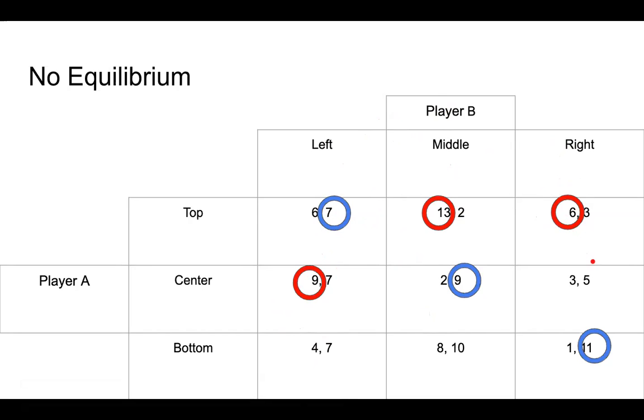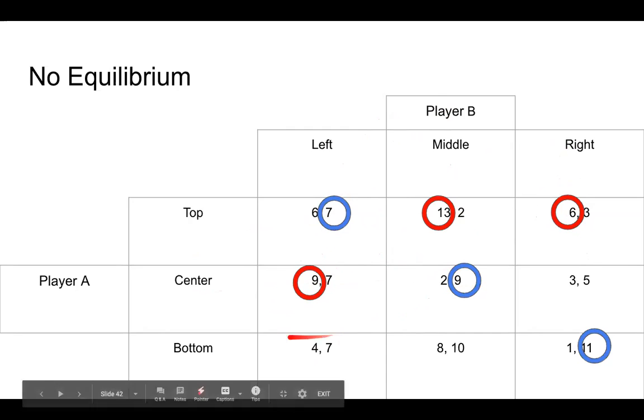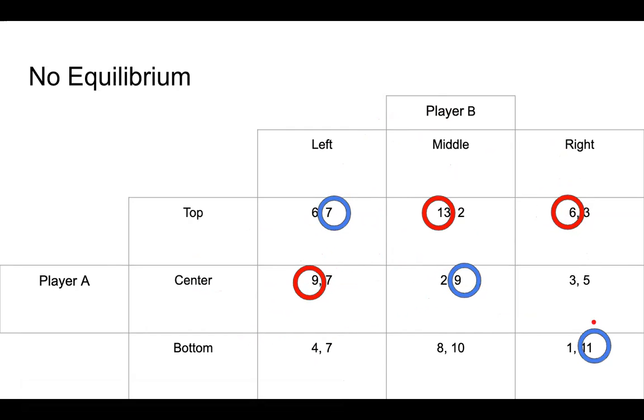Reverse for player B. If player A goes top, player B goes left. If player A goes center, player B goes middle. And if player A goes bottom, player B goes right. So as you can see, there is no overlap, right? So there isn't a Nash equilibrium. Does everybody understand why there's no Nash? Because I'm going to get a bit more weird with this, because no Nash, again, that's pretty cool.